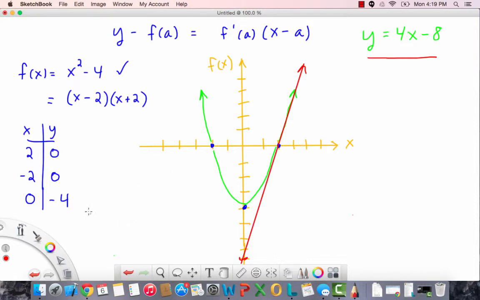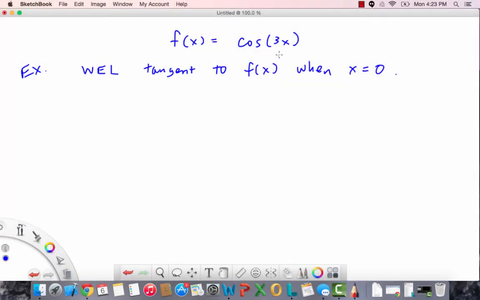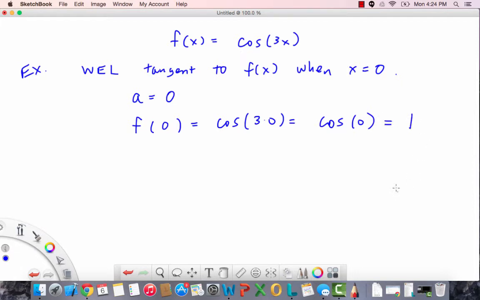So I will erase the screen. Let's say f of x is cosine of 3x, and we want to write the equation of the tangent line to f of x when x equals 0. So we need to, first of all, identify that a equals 0. That's our x value. We need to evaluate f of x when x equals 0. So f of 0 is cosine of 3 times 0, which is cosine of 0, and cosine of 0 is 1. So now we have our point. It's at (0, 1), right?